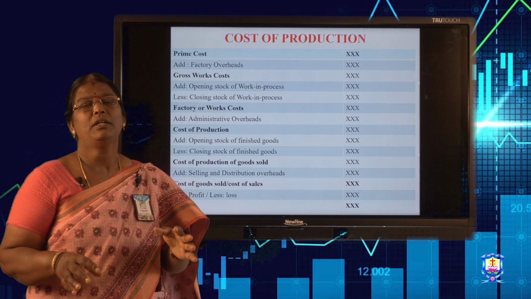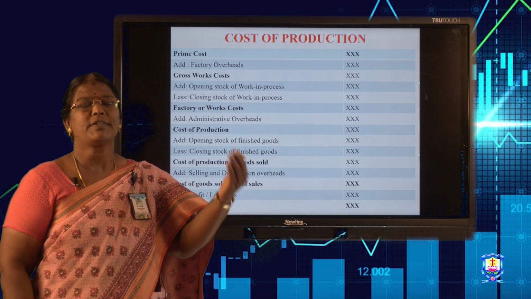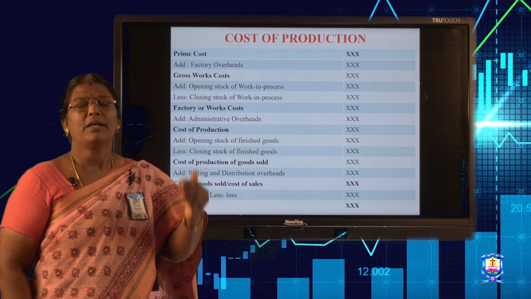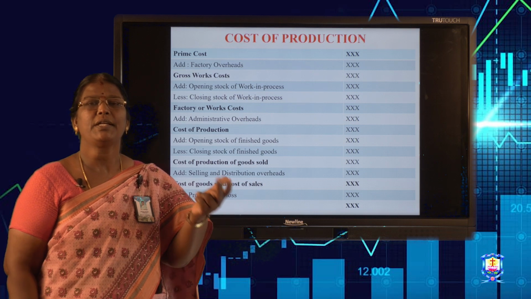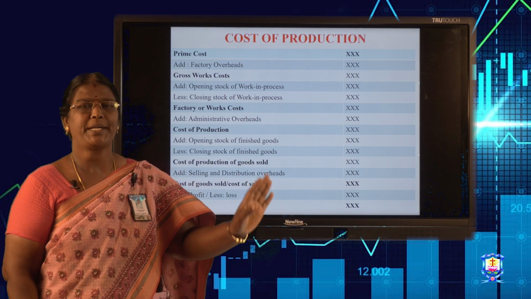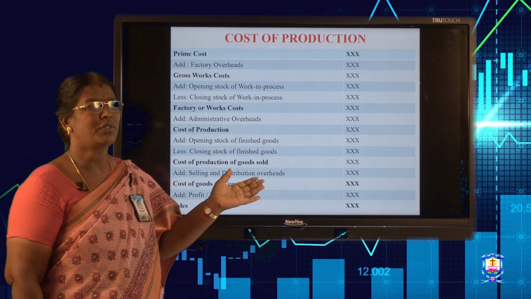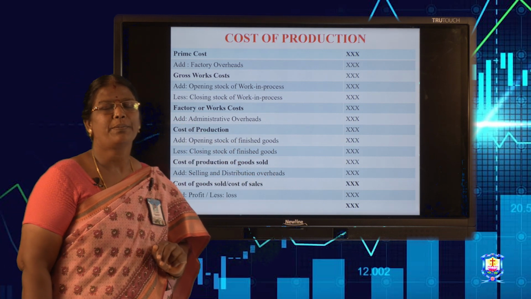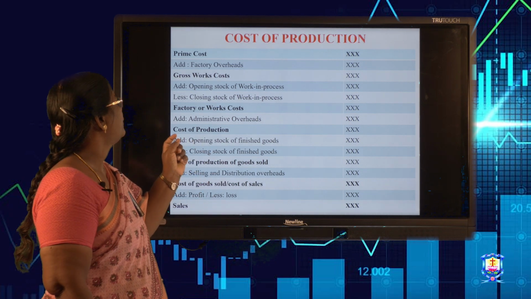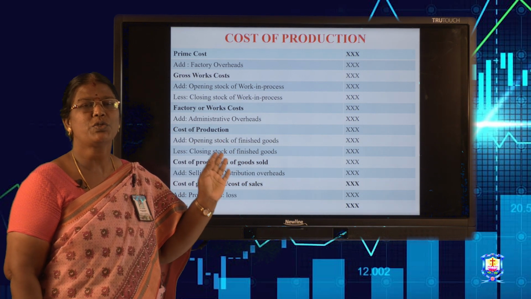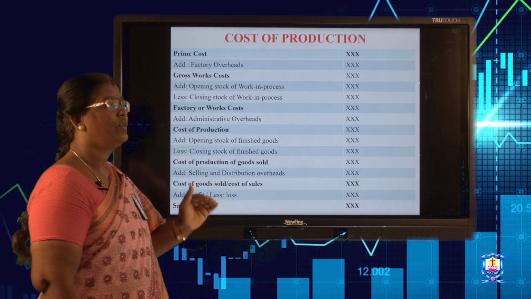Now let us see about the cost of production. How to prepare, how to calculate this cost of production with the various elements of cost. First, you have to calculate prime cost. Prime cost is nothing but the total of direct material, direct labor and direct expenses. When you add factory overheads with the prime cost, you can get the gross work cost. After getting gross work cost, you have to add opening stock of work in progress and less closing stock of work in progress.